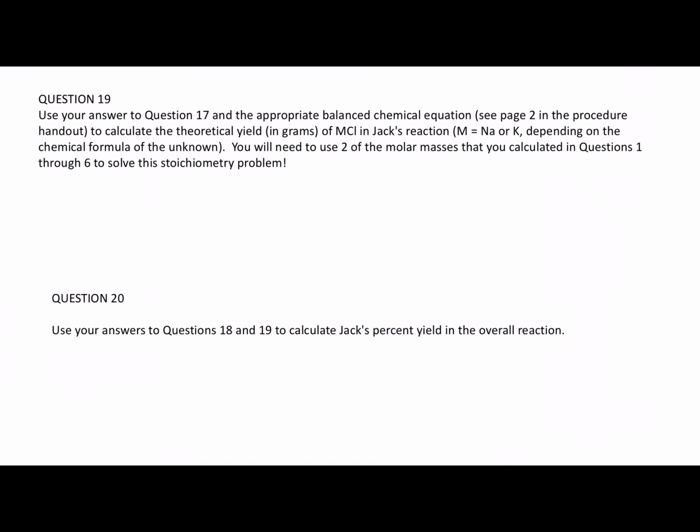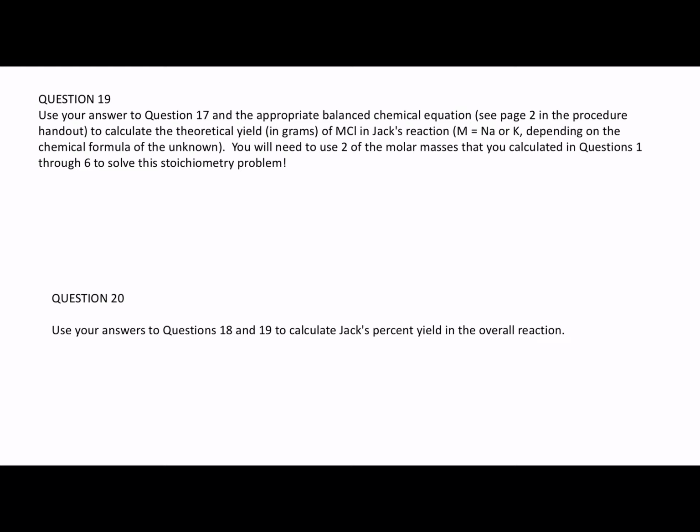and then use your answer to question 17 and the appropriate balanced chemical equation in the procedure handout to calculate the theoretical yield of metal chloride in Jack's reaction. M could be sodium or potassium depending on the chemical formula of the unknown. You will need to use 2 of the molar masses that you calculated in questions 1 through 6 to solve this stoichiometry problem. So remember, from 1 to 6 you were supposed to calculate the molar masses. So use those molar masses to find out the theoretical yield.